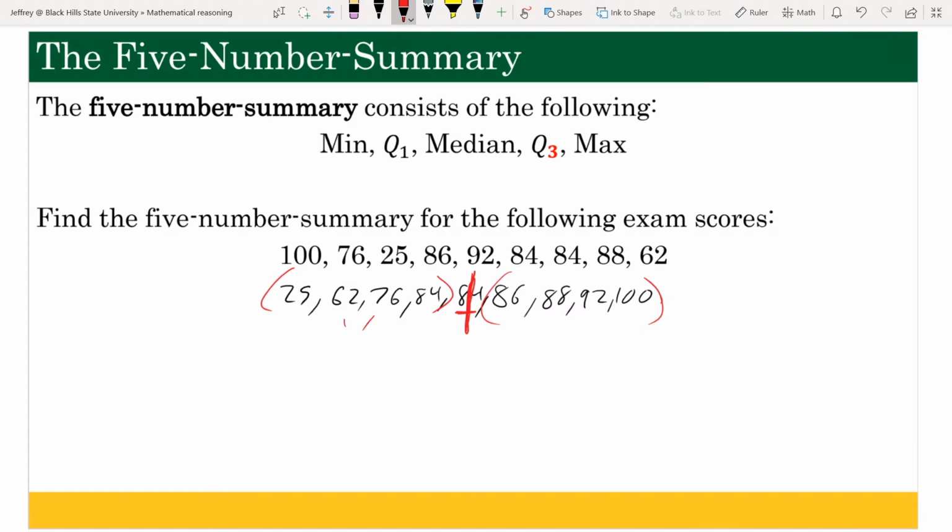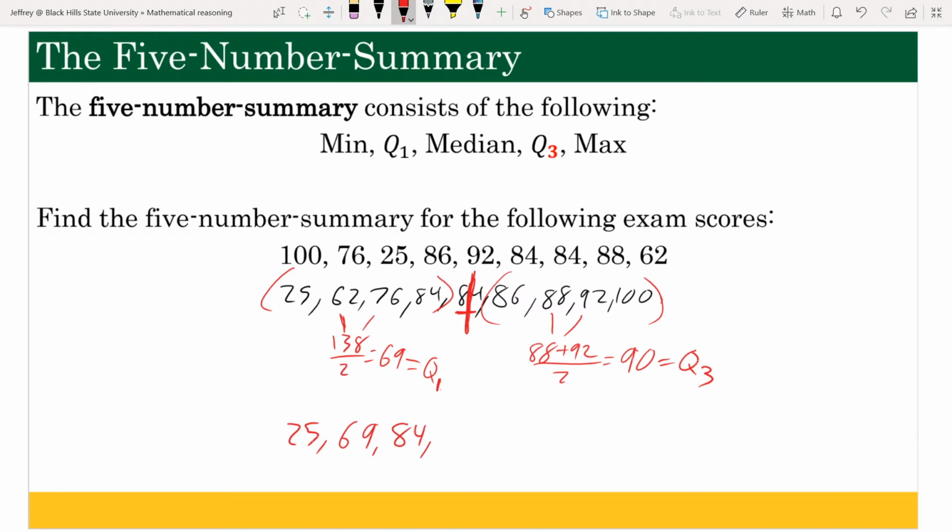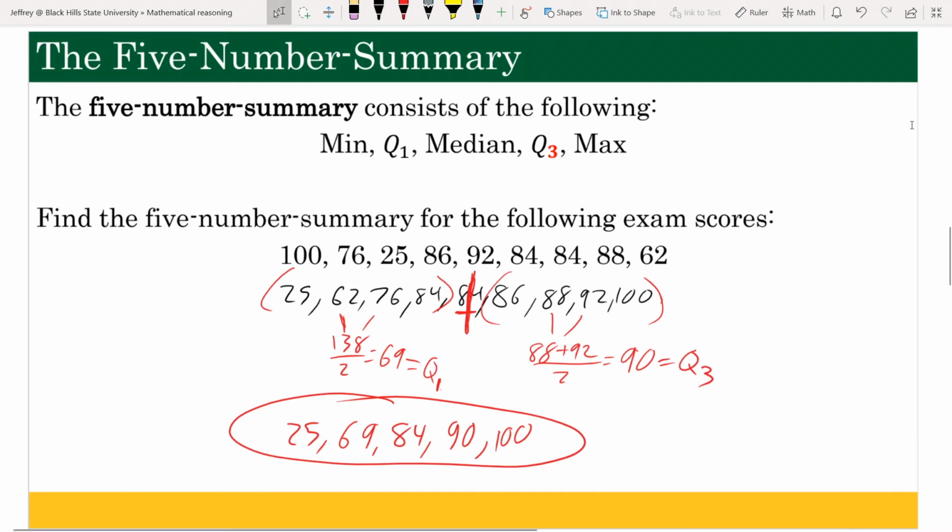So for the median of the bottom half, we need to average 62 and 76 together. So we get 138 divided by 2 is 69. Averaging 88 and 92 together, we end up with 90. These averages are Q1 and Q3. So the 5-number summary is 25, 69, 84, 90, and 100.